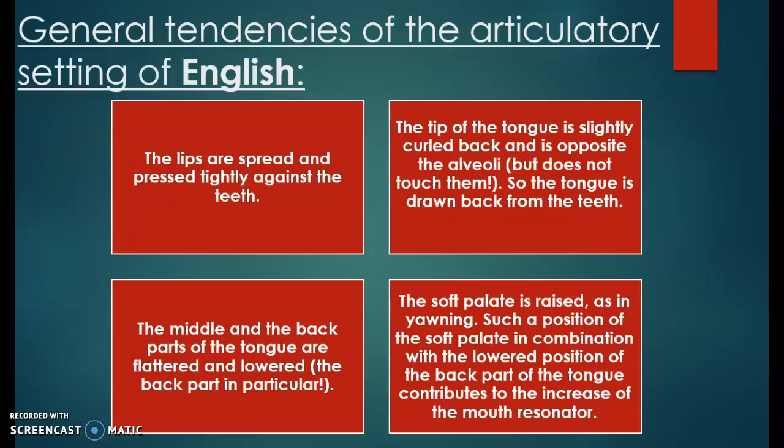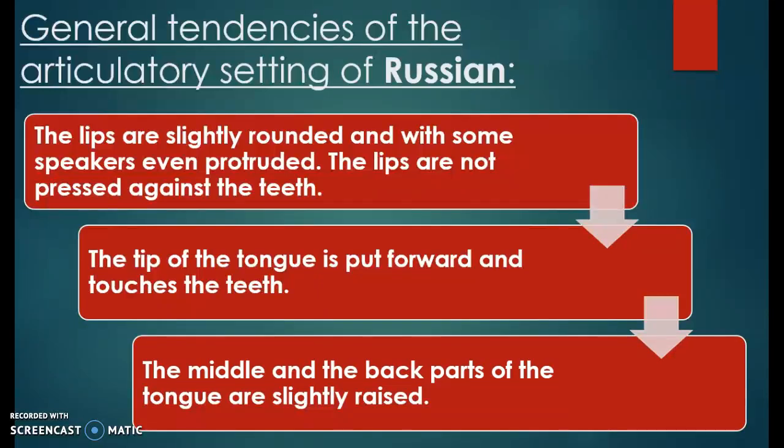The third one, the middle and the back parts of the tongue are flattened and lowered, the back part in particular. The fourth tendency is that the soft palate is raised, as in yawning. Such a position of the soft palate in combination with the lowered position of the back part of the tongue contributes to the increase of the mouth resonator. General tendencies of the articulatory setting of Russian: there are three tendencies.